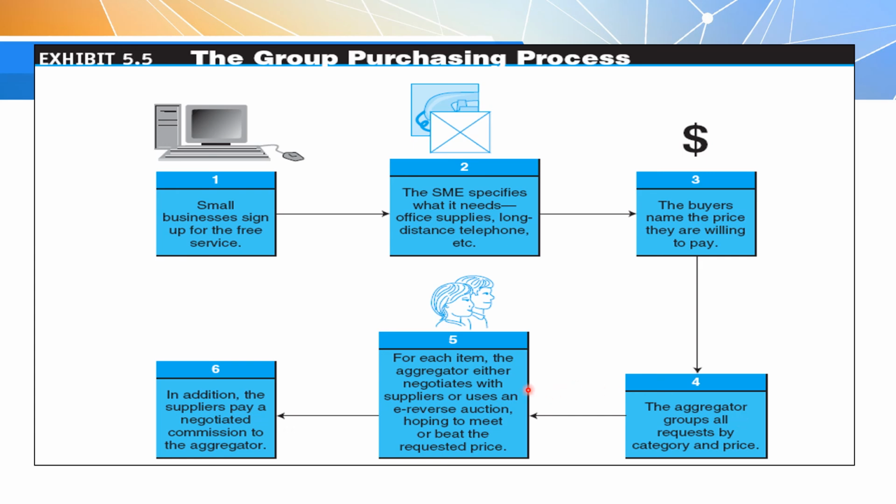And then for each item, the aggregator either negotiates with the supplier or uses an e-reverse auction, hoping to meet the bid requested price. In addition, the supplier pays a negotiated commission to the aggregator. So if you look here, apa yang beza antara purchasing biasa? Okay, dia akan ada orang yang kumpulkan, okay, daripada small business, beberapa small business is what they need. Okay, so this aggregator will do the group purchasing.